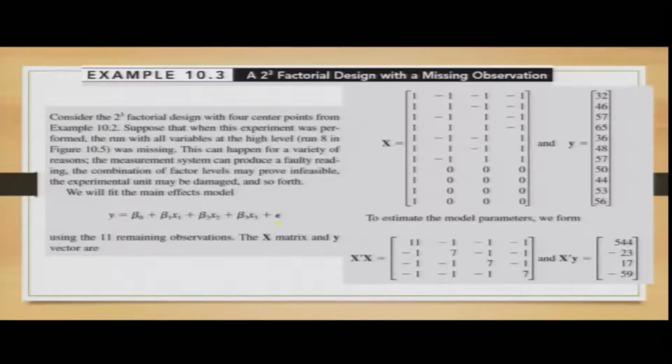2 to the power 3 factorial design with missing observations. Consider the 2 to the power 3 factorial design with 4 center points from the same example. Suppose that when this example was performed, the run with all the variables at high level was missing.